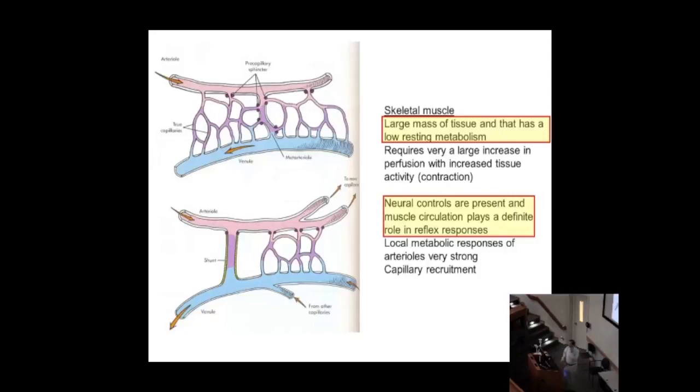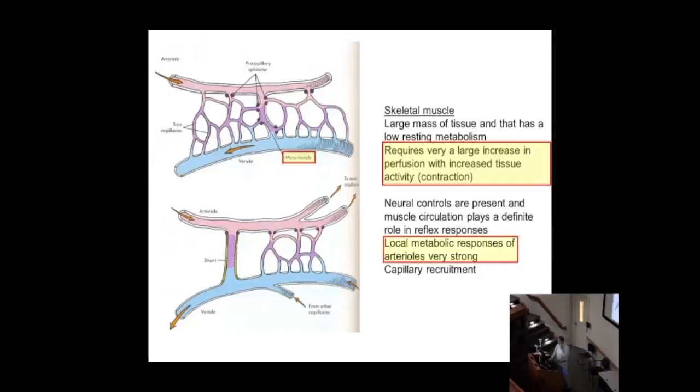So what you have are neural controls, and they do participate in reflexes. When your sympathetic nervous system increases its activity, you get vasoconstriction in the muscle, and you will get an increase in blood pressure. It requires a large increase in perfusion with increased tissue activity, contraction, and it gets that. And there is local recruitment of capillaries.